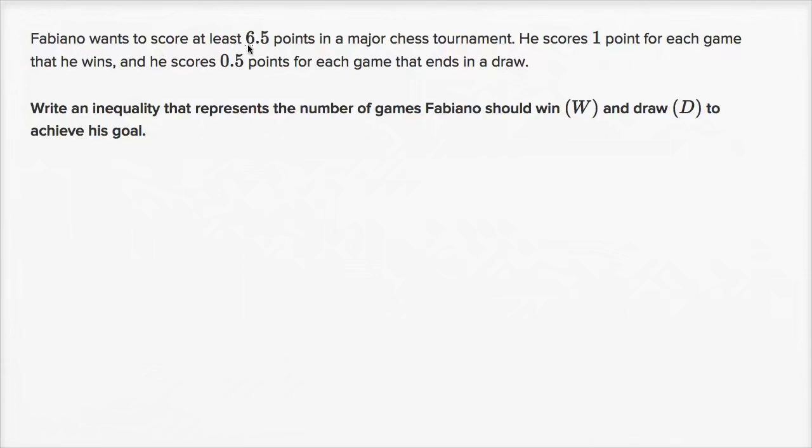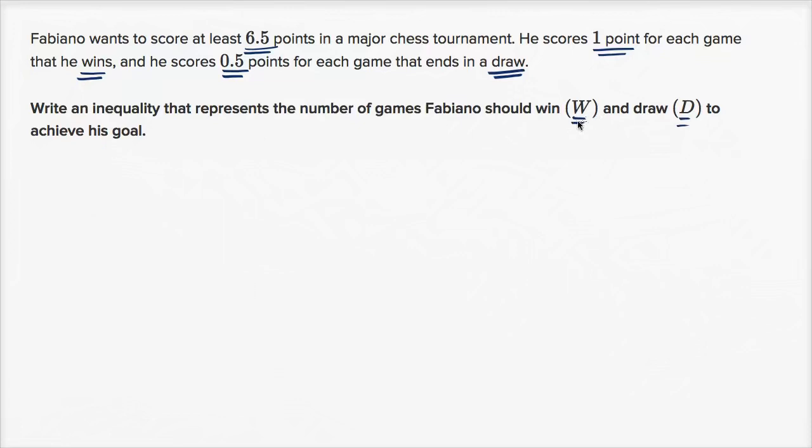Fabiano wants to score at least 6.5 points in a major chess tournament. He scores 1 point for each game that he wins, and he scores 0.5 points for each game that ends in a draw. Write an inequality that represents the number of games Fabiano should win and draw, D, to achieve his goal. So I encourage you to pause the video and see if you can do that.